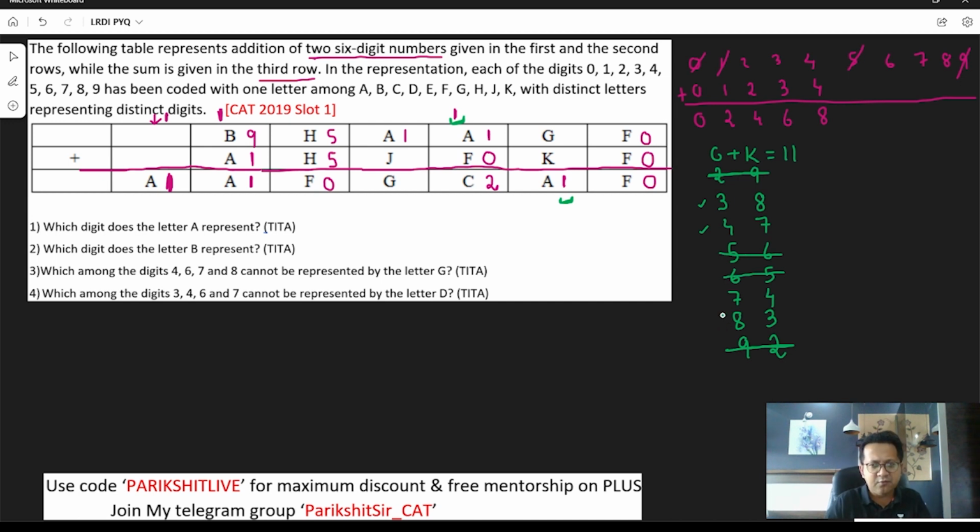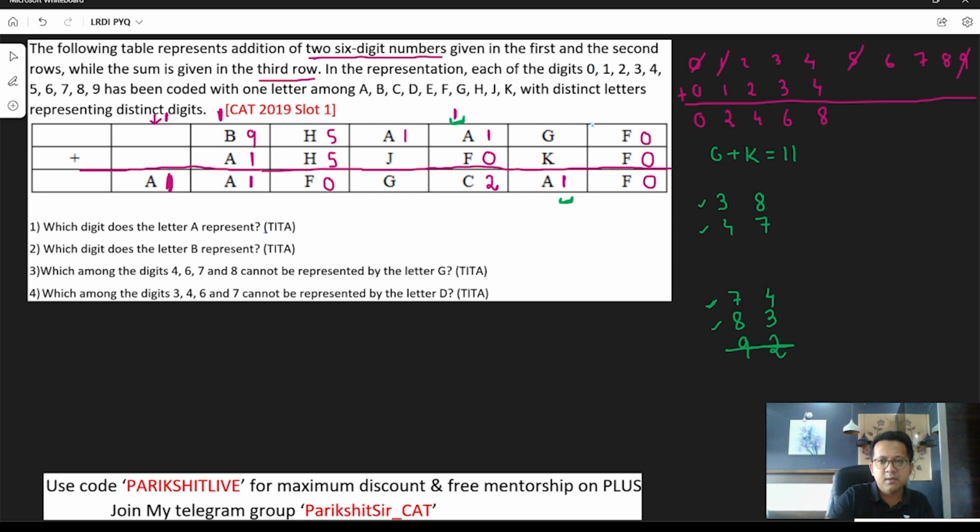So 3, 8, 4, 7 or 7, 4, 8, 3 look to be possible, but let's figure out if these are really possible. Whatever is not possible, I'm just going to rub it to make it look neat and clean. Yes, so these are not possible. So we have 4 scenarios at this point of time which look possible.